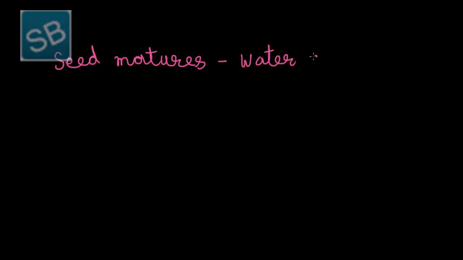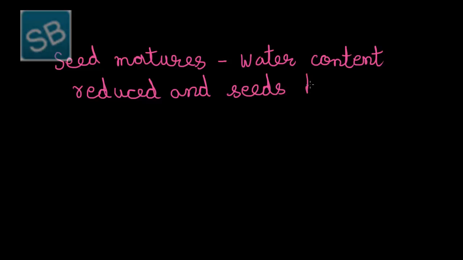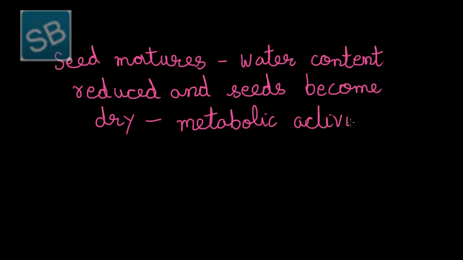Following it, as the seed matures, its water content gets reduced and the seeds relatively become dry. Thus, in the matured seed, reduced water content makes the seed dry. Due to the production of dry seed, the metabolic activity of the embryo gets slowed down. That is, the metabolic activity gets decreased. As a result, the embryo enters into a stage of dormancy.